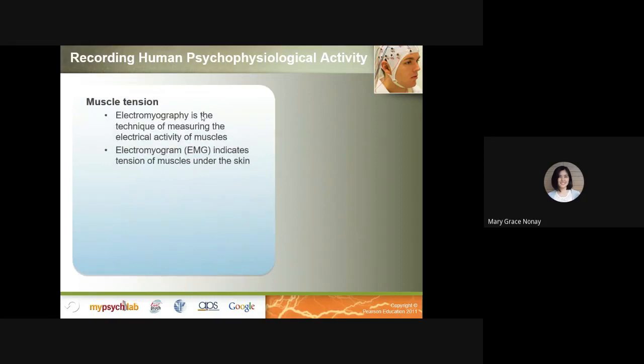All right, so we also have other ways to record human physiological activity, such as muscle tension. We have here electromyography. So this is a technique to measure electrical activity of the muscles. And we have also the electromyogram that indicates tension of muscles under the skin. So makita dito if the person is anxious, no?